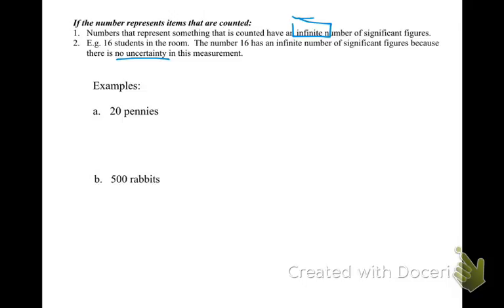But anyway, an example of a number that is counted would be 20 pennies. Exactly 20 pennies. Every person that's going to count that is going to get 20 pennies. So that's said to have an infinite number of significant figures. If we take a look at rabbits, because they multiply like rabbits, but if we take a look at them at one brief instant in time and we say we have 500 rabbits, at that instant every single person is going to be counting 500 rabbits, which would take you a long time because they don't really stop moving. That's said to have an infinite number of significant figures.